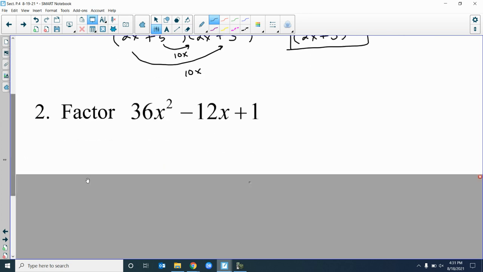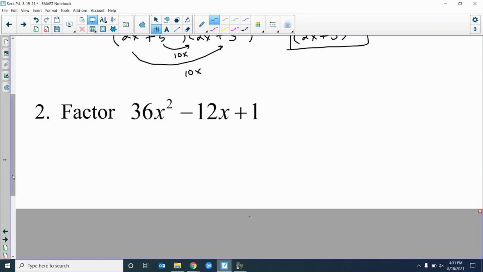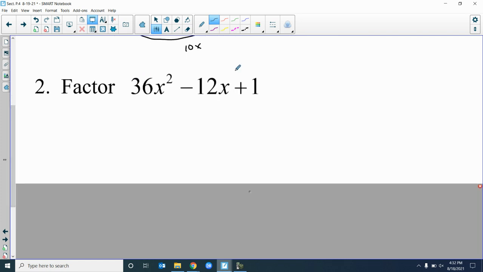Okay, factor 36x squared minus 12x plus 1. This is a good old-fashioned trinomial. I can use any of my methods, the grouping method, basically guess and check will be a little bit what we're doing here. But I notice perfect square, 6x times 6x will give me 36x squared. I notice perfect square, well, 1 times 1 will give you 1. Don't forget about that one. Some people do. So I'm automatically going to check. I don't want a 3 there.